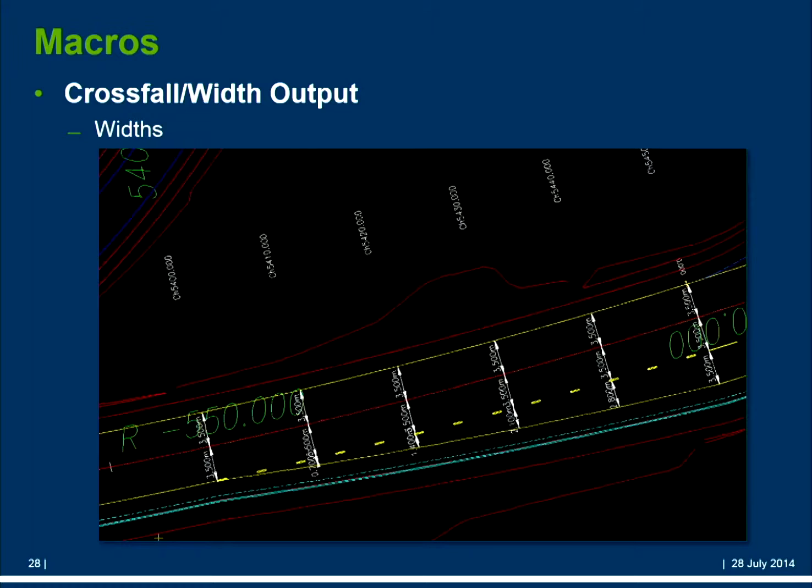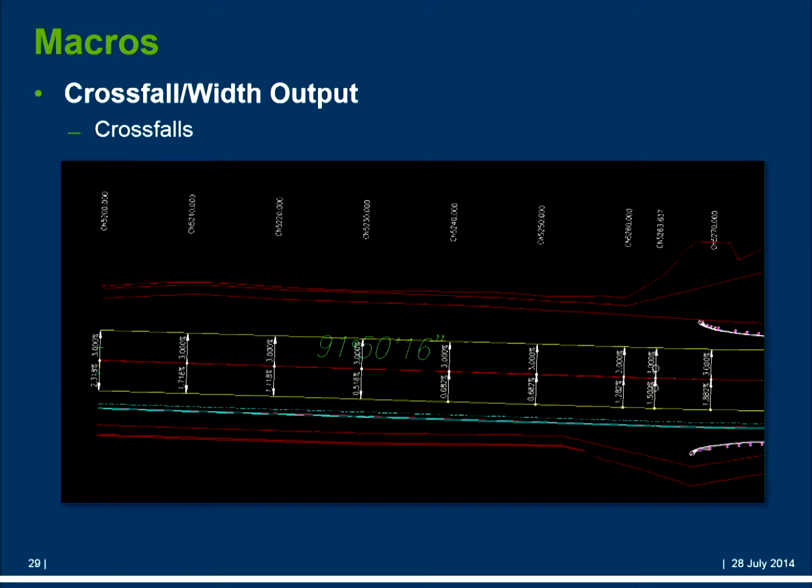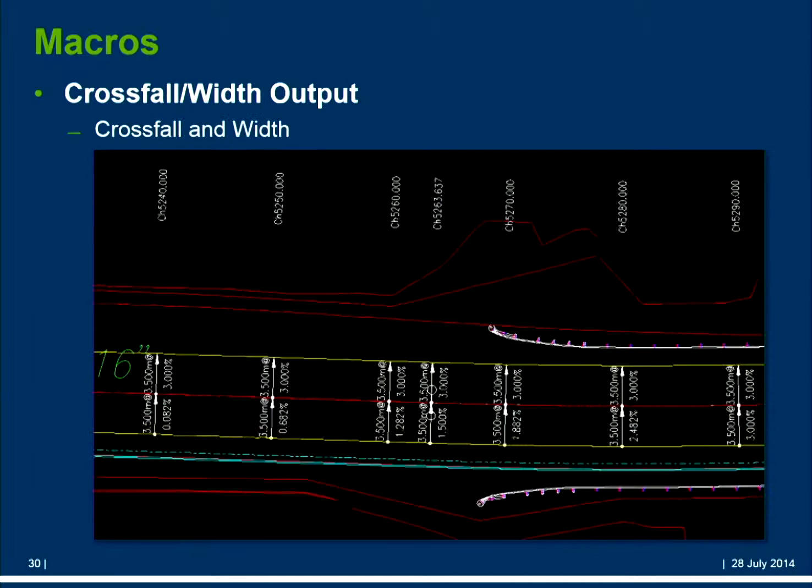So some examples of the output. You can get the widths, which is just a simple dimension with that width on it based on the strings or model content you've chosen to report. You get the crossfalls, where the dot shows the origin of the crossfall and the arrow shows the direction down. And you can get both of them together.